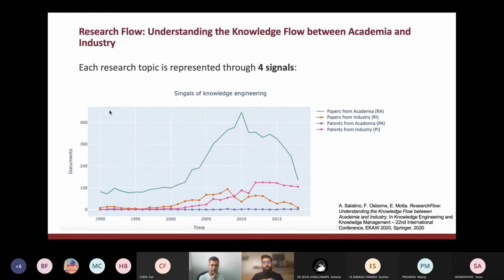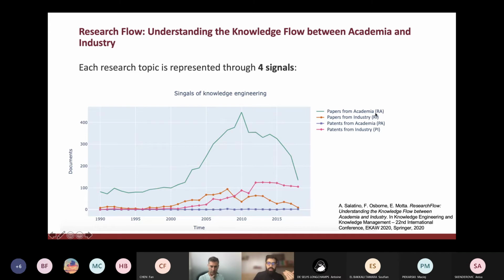Because we have papers and patents characterized by topics, and these papers and patents are also characterized by academic and industry affiliations, what we can do is translate the view and get all the topics that have been published in academia through papers, all the topics published in industry through papers, topics published in patents in academia, and topics published in patents in industry. So each topic, like knowledge engineering here, can be represented according to 4 signals over time.